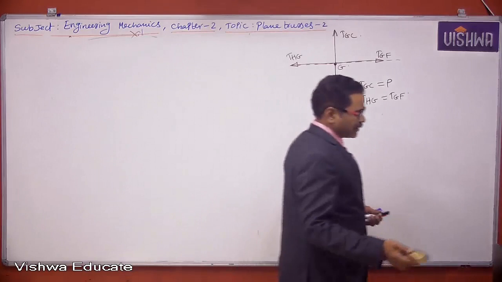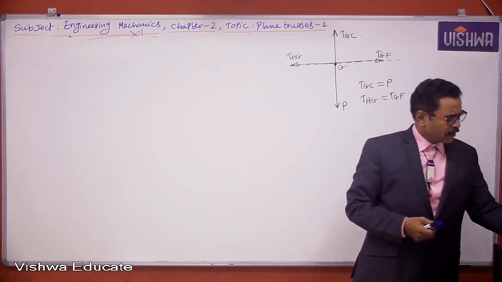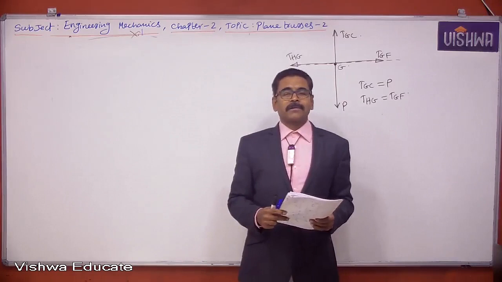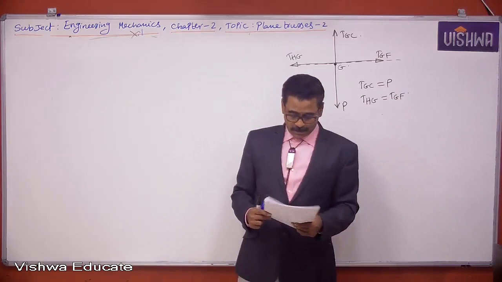Let us move to another numerical, right? Refer numerical number 30. Try to understand, we are not using either method of joints or method of sections so far. By using shortcuts we are doing, right? So here a truss is given again. Numerical number 30.